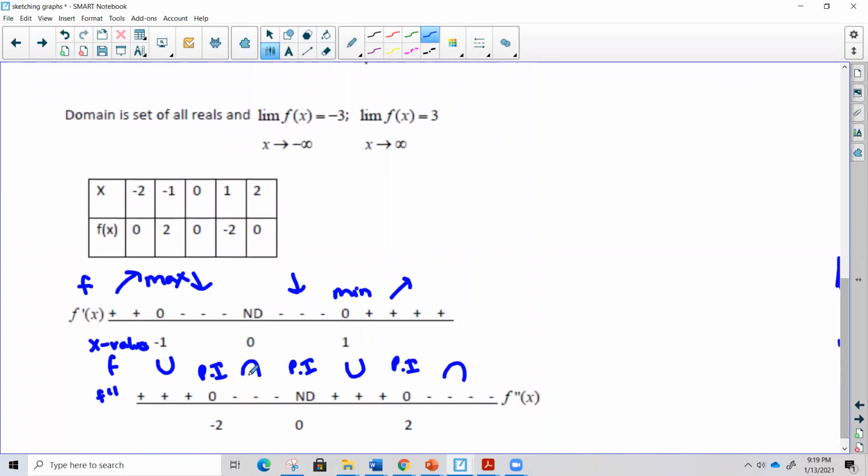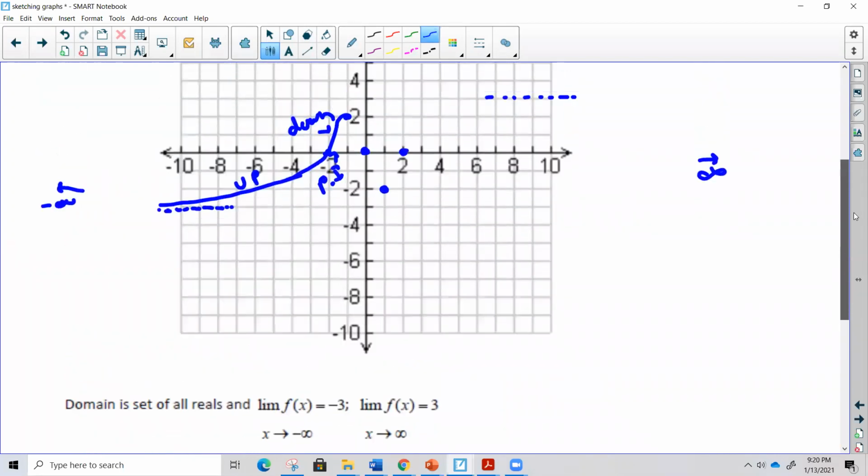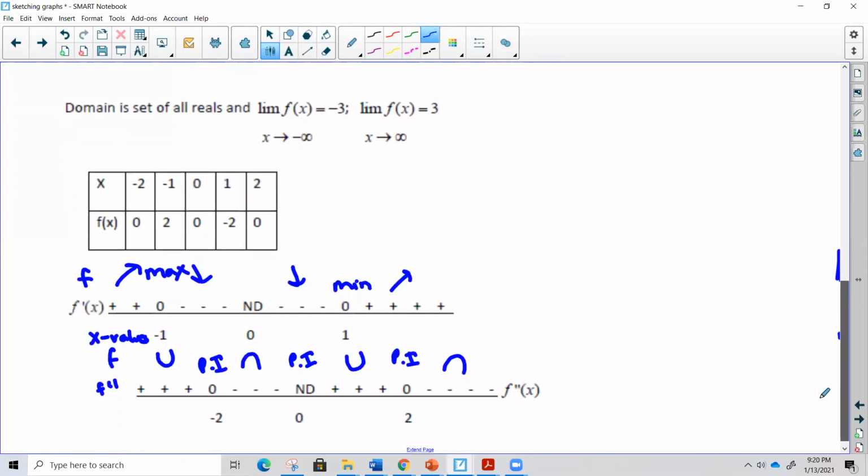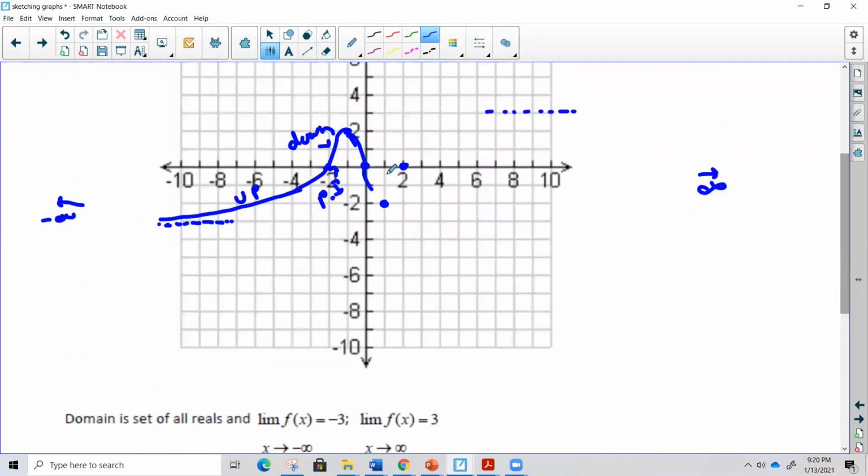And then at -1, I start decreasing. And my next point that I have to pay attention to is 0. So I'm decreasing concave down, but then at 0, I have a point of inflection again, I'm changing to concave up. So I'm going to stay concave down as best that I can, decreasing. And then I'm going to switch it to concave up and stay decreasing until I get to 1, and my concavity stays the same, up.